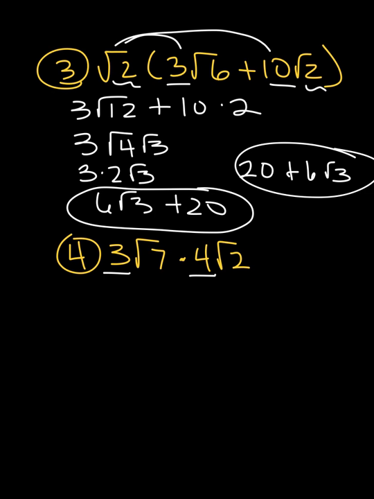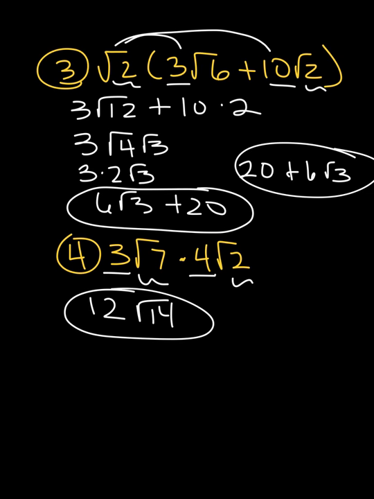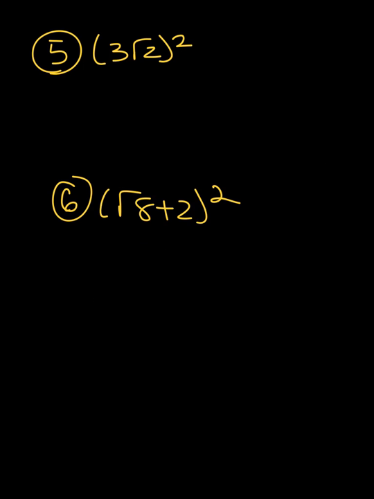My whole numbers, 3 times 4 gives me 12. And then I have root 7 times root 2, which gives me the square root of 14. Now 14 doesn't have any perfect square that goes into it, so that's my final answer. In number 5, I have the quantity of 3 root 2 squared.